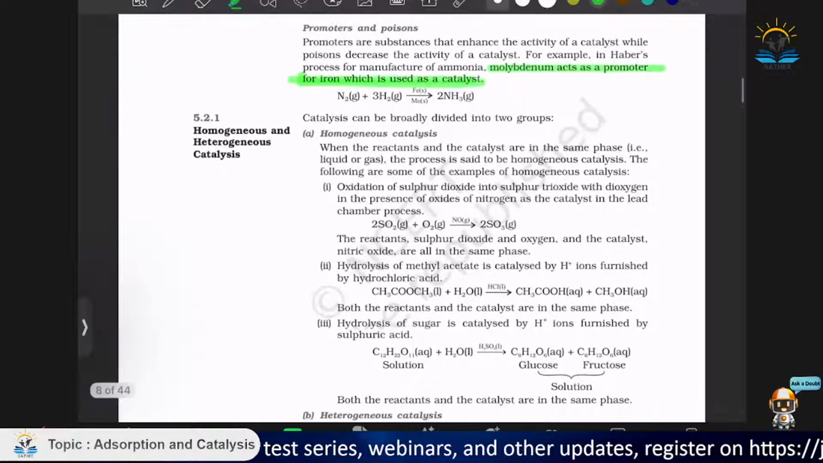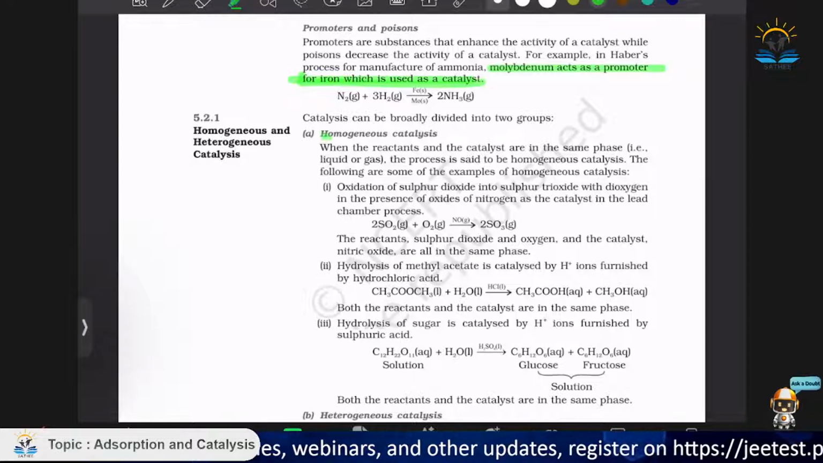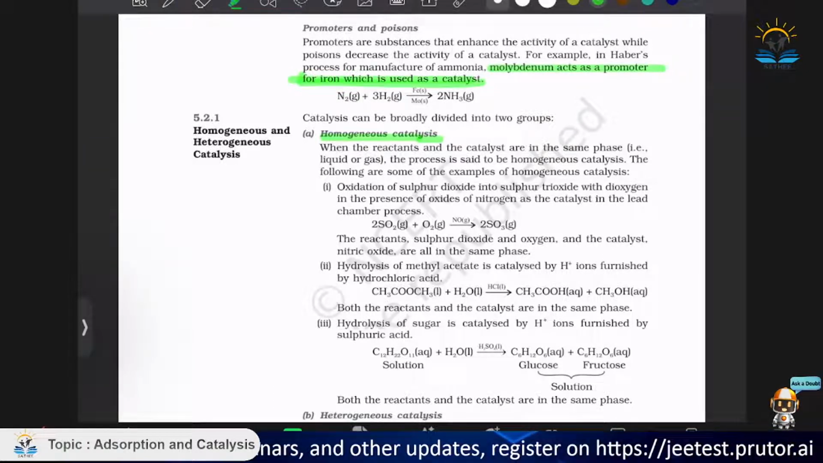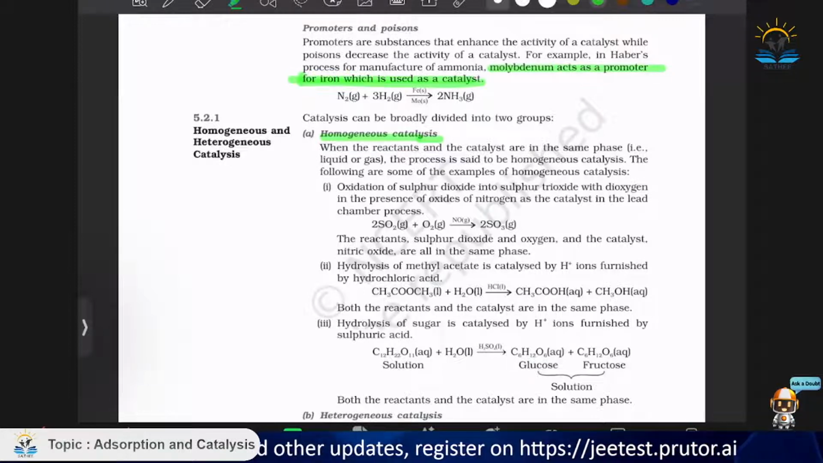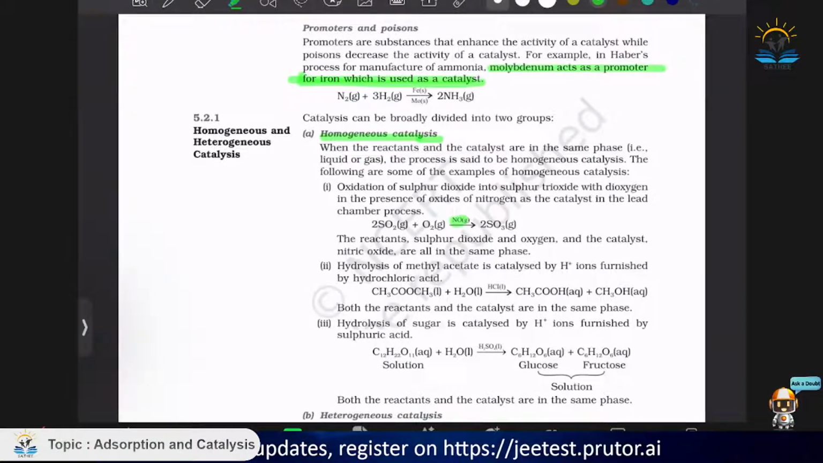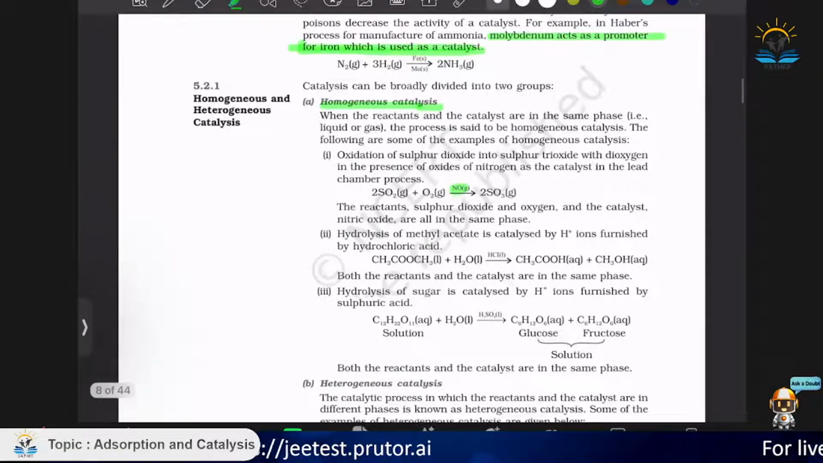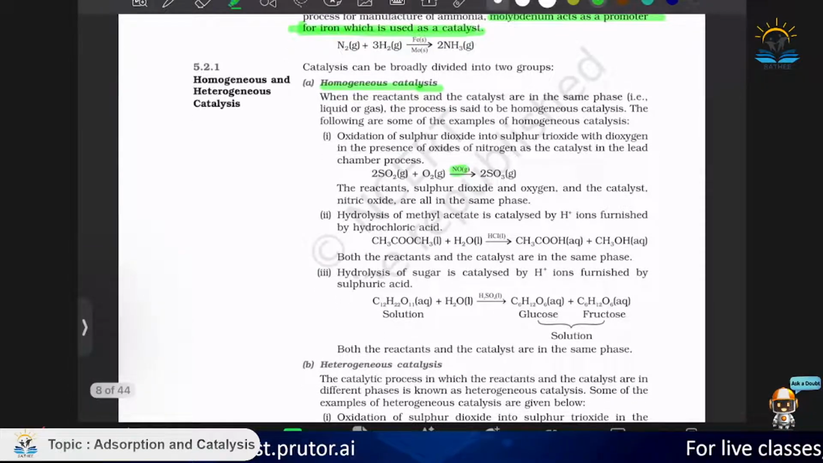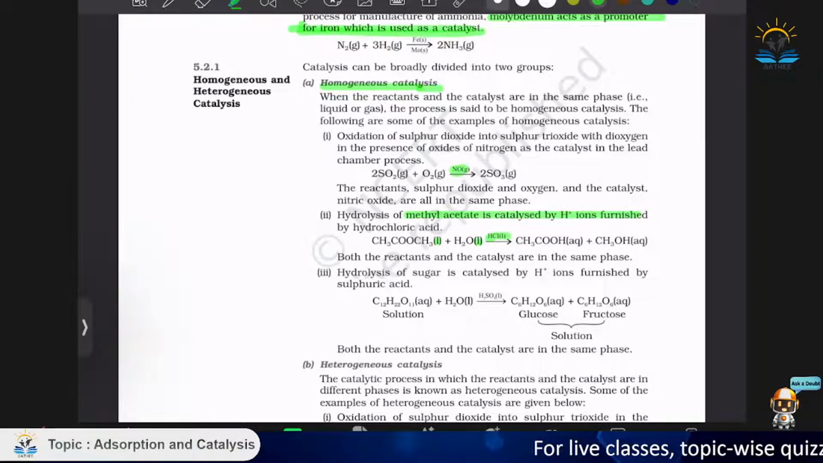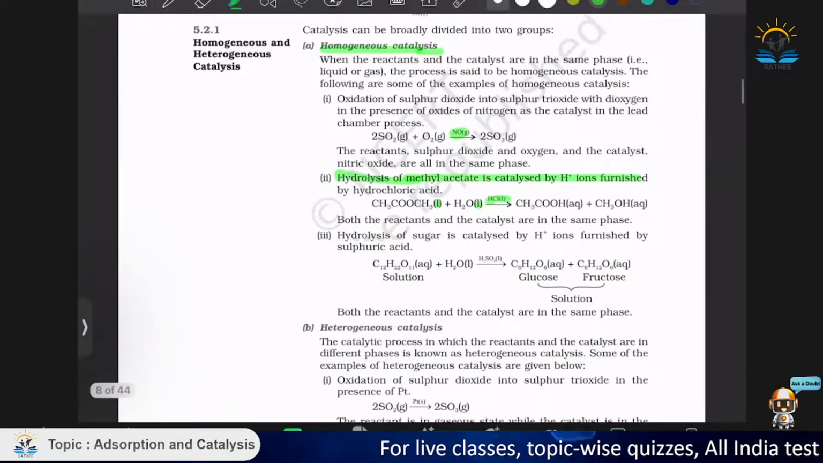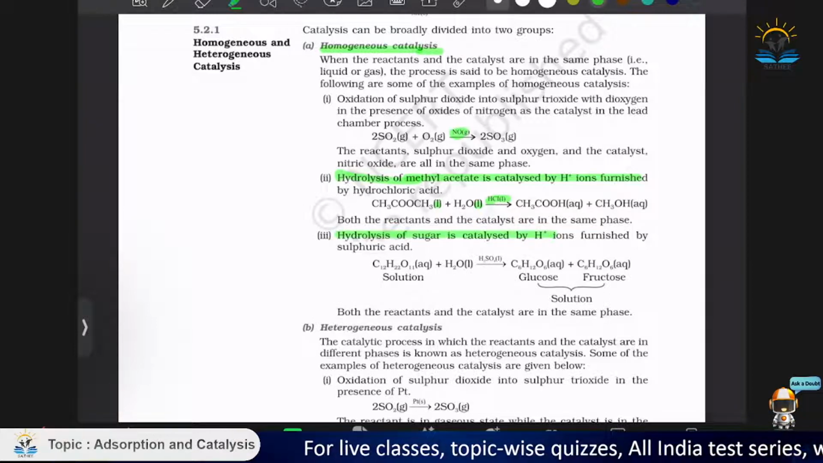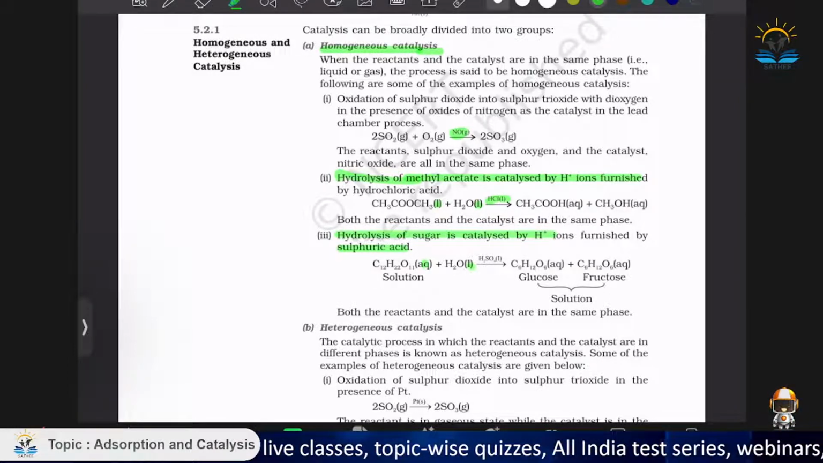Then catalysts are homogeneous or heterogeneous? Homogeneous catalysts have the same phase as the reactant. So if you are seeing two gases reacting with each other, the catalyst will also be a gas. Examples they have given: oxidation of SO2 to SO3 with oxygen in presence of nitrogen oxides. Then second example is liquid catalysis. Here the hydrolysis of methyl acetate is catalyzed by H+ ions. Now hydrolysis of sugar is catalyzed by H+ ions furnished by sulfuric acid, again aqueous or liquid state.